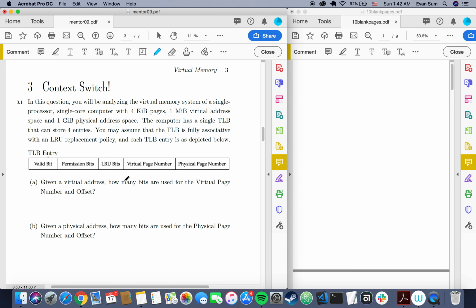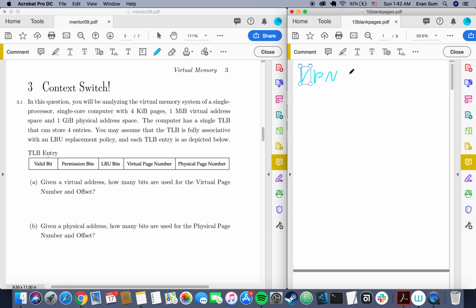So let's get straight into this problem. Part A asks, given a virtual address, how many bits are used for the virtual page number and offset? Just like in the video from before, the number of VPN bits is equal to the total virtual address bits minus the offset bits. And the PPN, the physical page number, is equal to the total physical address bits minus the offset bits.